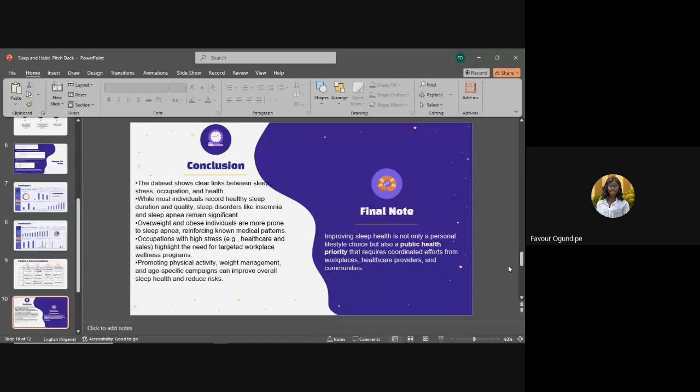In final conclusion, our project shows that sleep is strongly linked with stress, BMI, occupation, and lifestyle habits. Improving sleep health is not only a personal lifestyle choice, but also a public health priority that requires the efforts of individuals, workplaces, and communities.